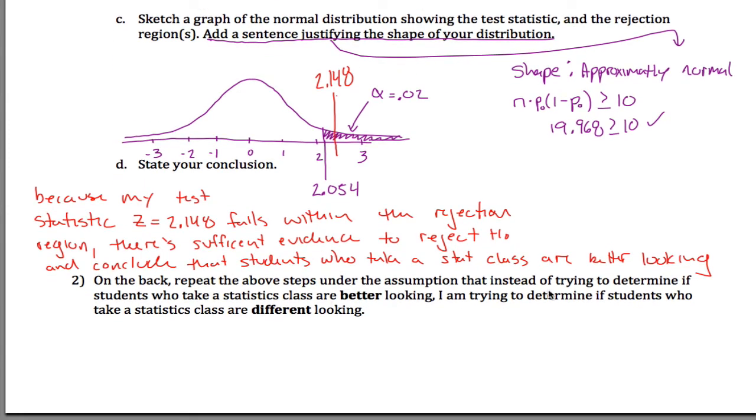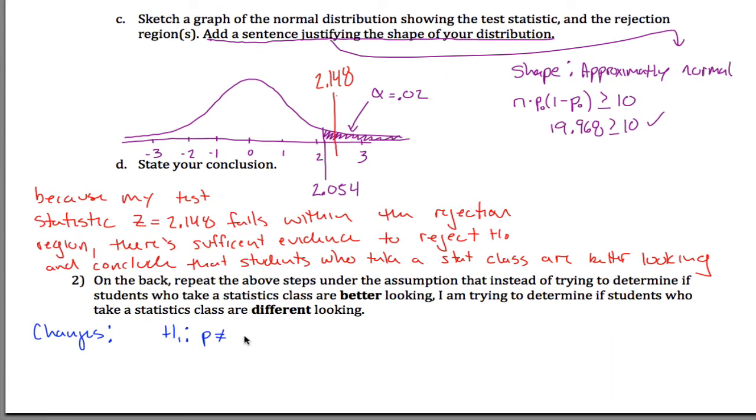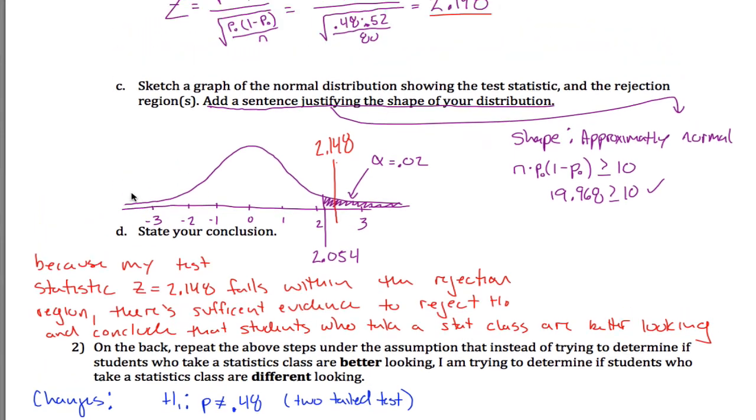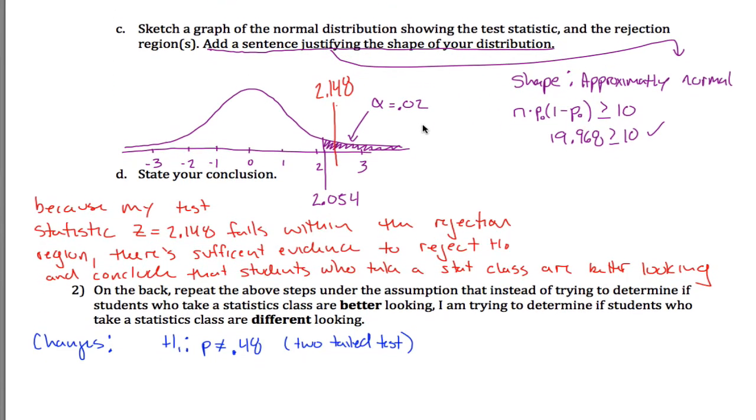And then it says to repeat all that, with the only change being that instead of better looking, it's different looking. Maybe I'll just highlight what would change. The first thing that would change is my alternative hypothesis would now be that P does not equal 0.48. So it's a two-tailed test. My null hypothesis would stay the same, my alternative would change to that, and my test statistic would stay the exact same.